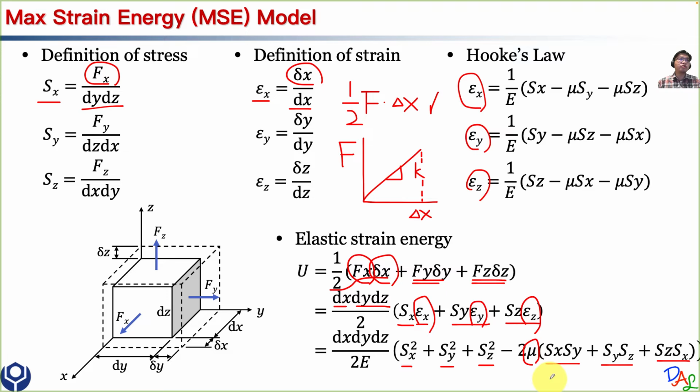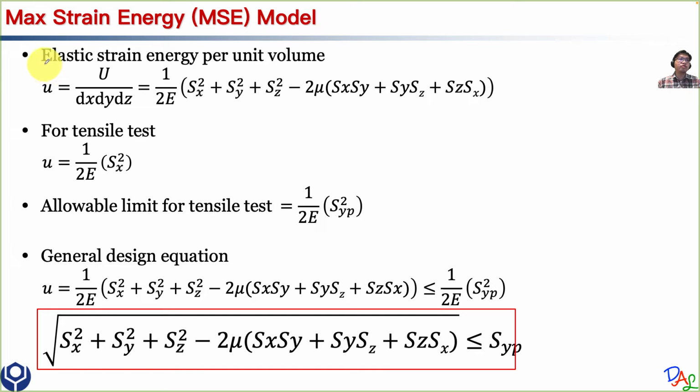Okay. Now, if we talk about elastic strain energy per unit volume, then we define this as a small case u. Then this equals the capital U over dx dy dz. This is the total volume of that tiny piece of material. If we do that, at the end we end up with an equation like this.